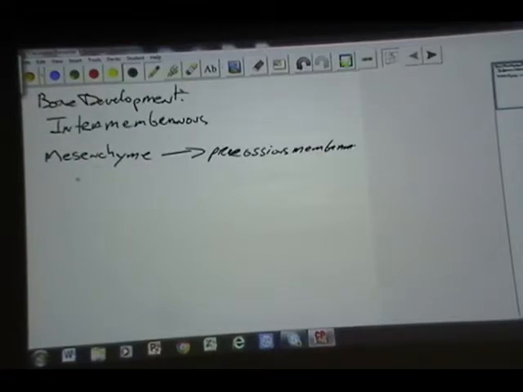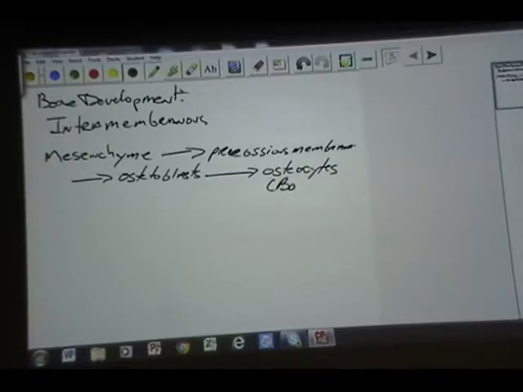And then this preosseous membrane will lay down osteoblasts, which will give rise to osteocytes, which essentially is bone. So relatively quick, covering the outside of the skull, the lateral regions of the skull, some of the posterior regions of the skull with the occipital bone, and some of the anterior regions with the frontal bone.